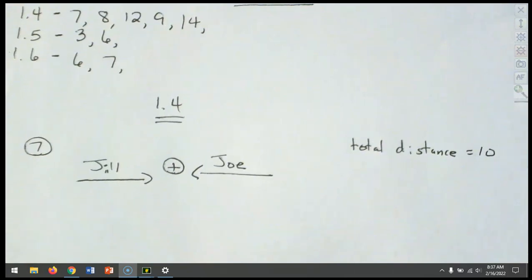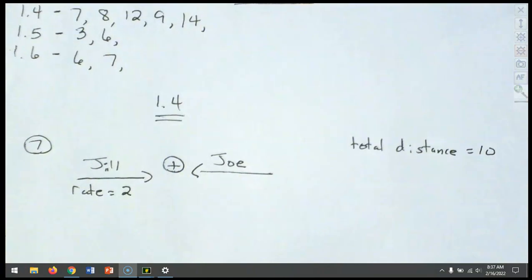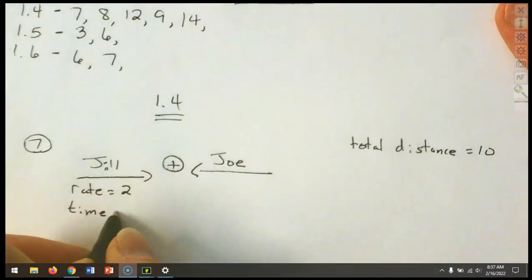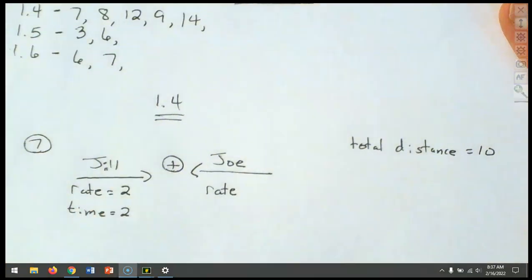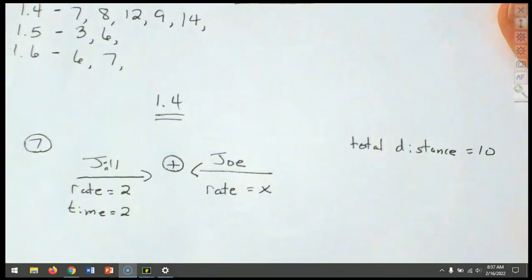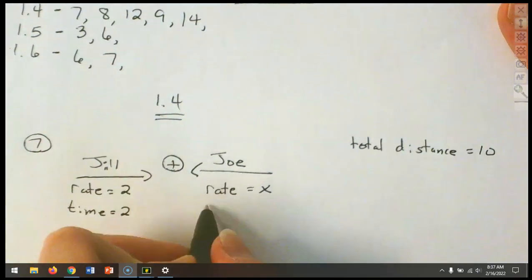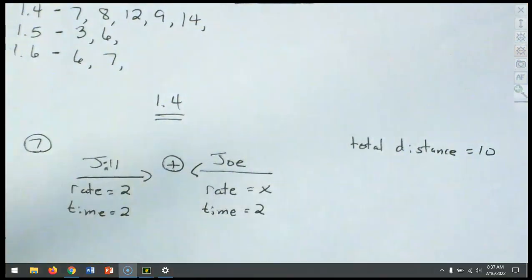What do we know about Jill? Jill walks at 2 kilometers per hour, so her rate is 2. We know the times are the same, and they meet in 2 hours. So the time for each one of these is going to be 2. Now, do we know Joe's rate of speed? Does it tell us in this problem at all? No. So that is the unknown quantity, what we don't know. So we're going to use an x to represent Joe's rate of speed. And we know the times are the same, so his time is also going to be 2.